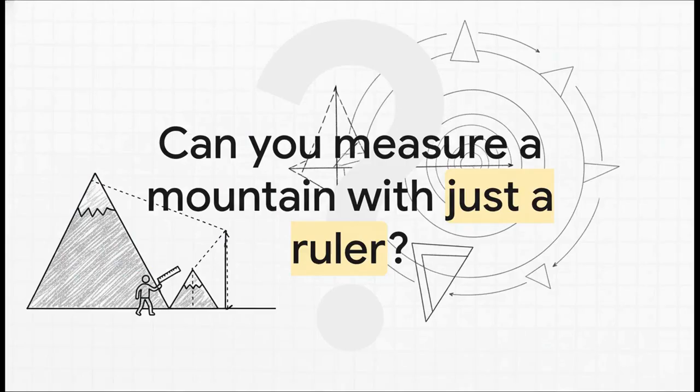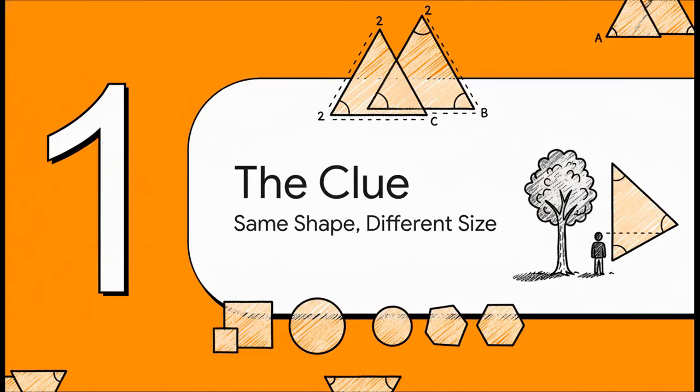So, can you measure a mountain with just a regular old ruler? I mean, that sounds nuts, doesn't it? But the secret isn't about getting a longer ruler. It's about using a really clever idea from geometry that lets us figure out huge distances, all from right where we're standing. Okay, so the big clue here, the secret sauce, is a concept called similarity. And trust me, once you get this, you're going to start seeing it absolutely everywhere. It's all about noticing a kind of family resemblance in the shapes all around us.